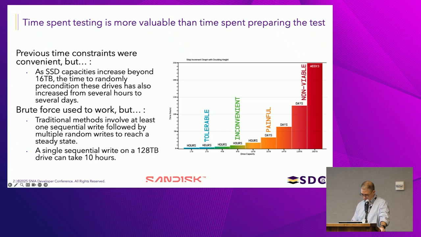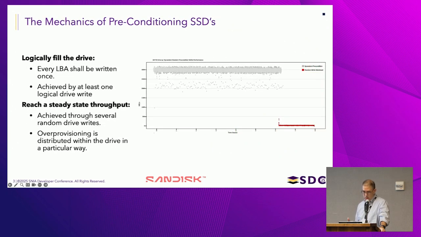This sort of spawned us to look for ways to improve this. So we started first looking at what is the goal of preconditioning. There are two main goals. One is just to make sure that every logical address, every LBA, is written at least once so that it contains valid data. And then the other goal is to reach this kind of steady state behavior, which is really a result of redistributing what we call the overprovisioning within the drive in a particular way.